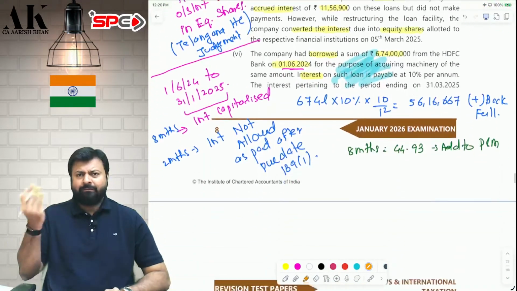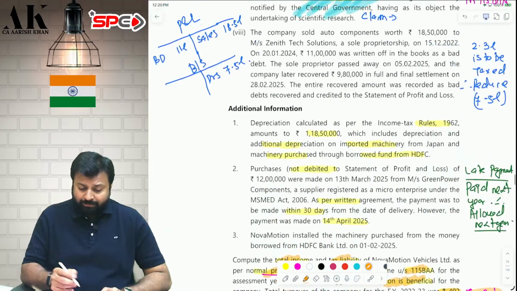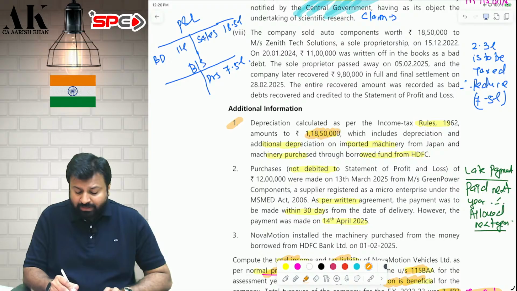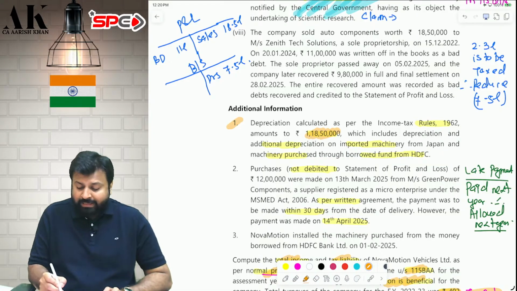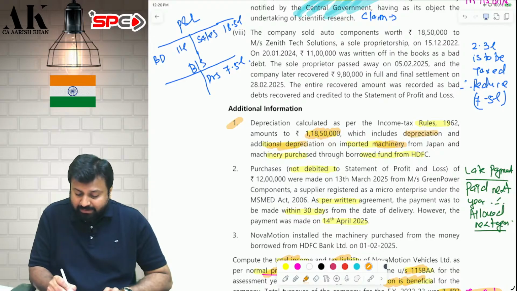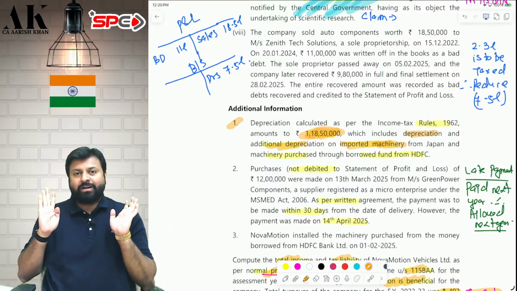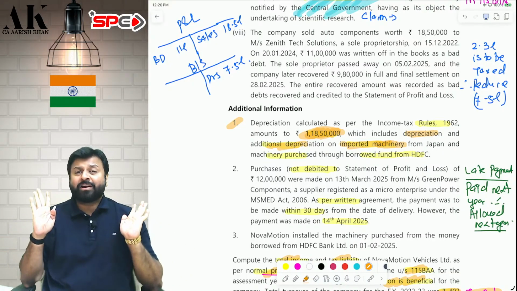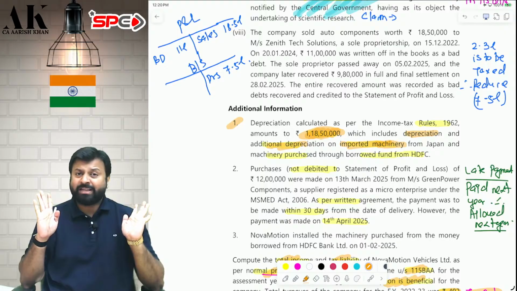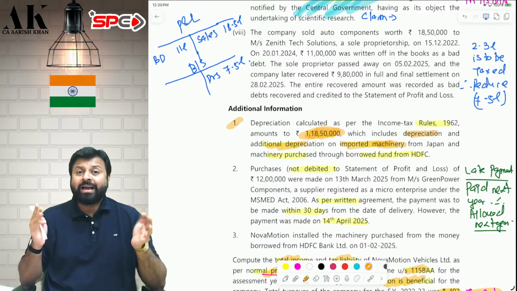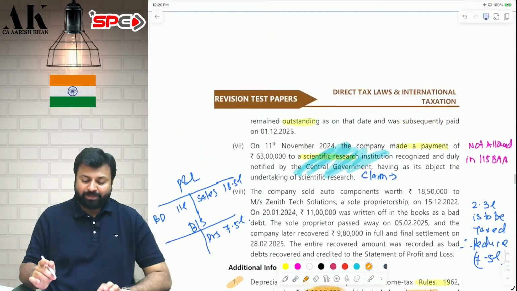Why, sir? We have been doing that earlier, sir. No, you don't do that, because in the additional information it is given that the depreciation of 1 crore 18 lakhs already includes the depreciation on the imported machinery. Additional and normal depreciation both are already included in this 1 crore 18 lakhs. When you reduce 1 crore 18 lakhs, you by default reduce the normal and additional depreciation on that entire machinery. So why are you doing it once again? Be very careful.